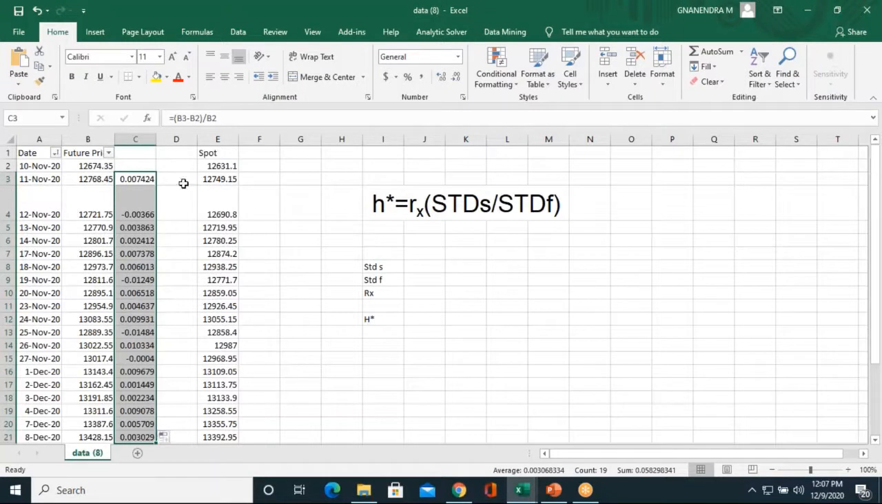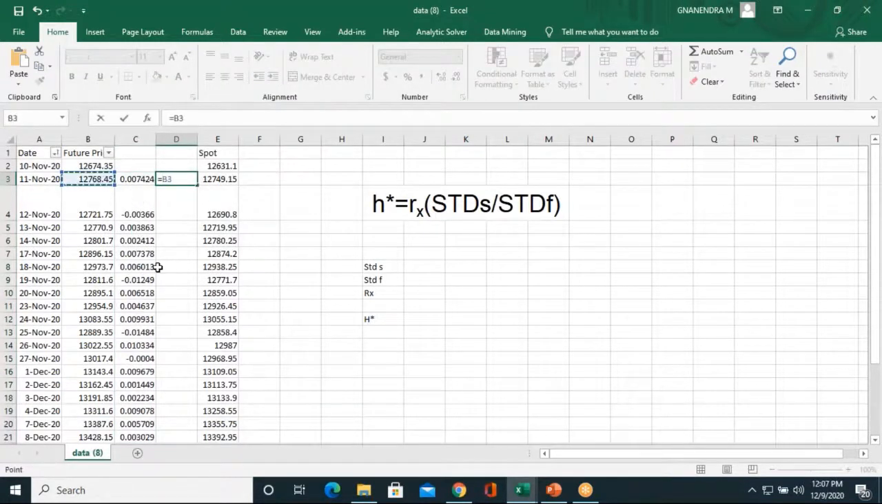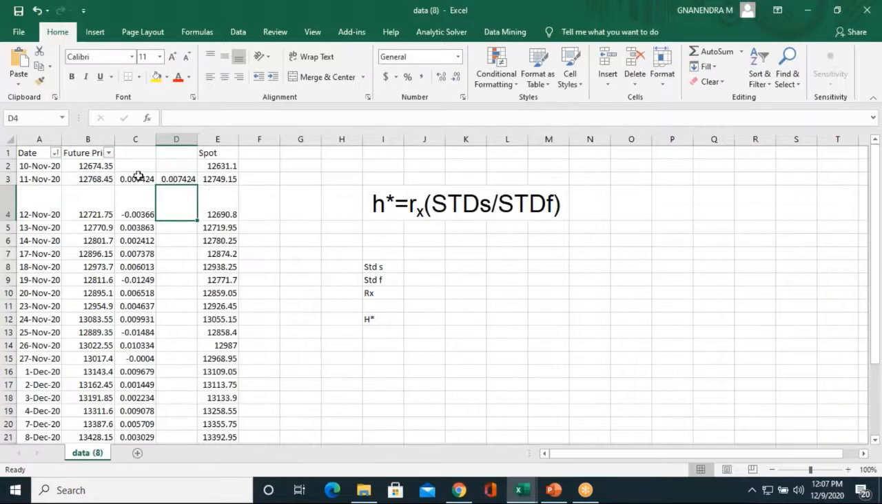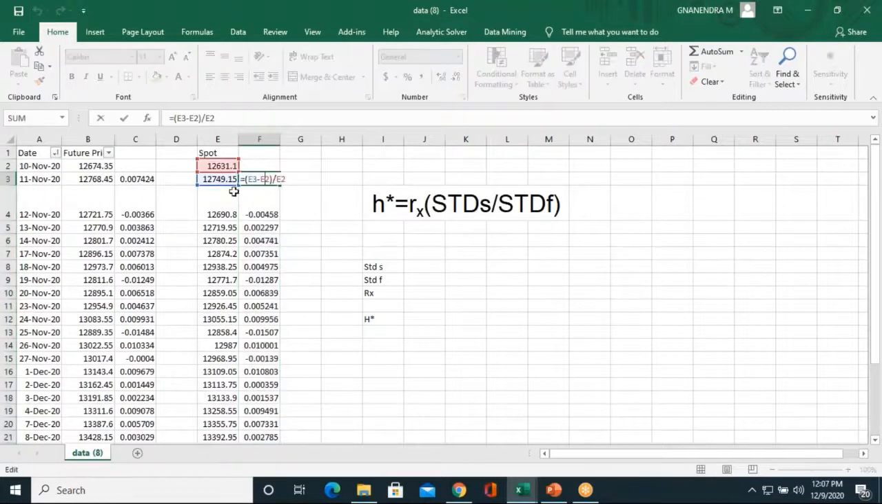One more method is equal to today divided by yesterday minus 1. You can see both, you will get the same value. Either you can go with the conventional way of calculating the returns, today's price minus yesterday's price divided by yesterday's price, or today divided by yesterday minus 1 also will give the same answer. So anything is okay. The same calculation I will just do here as well. You can see today minus yesterday divided by yesterday, I got the returns.